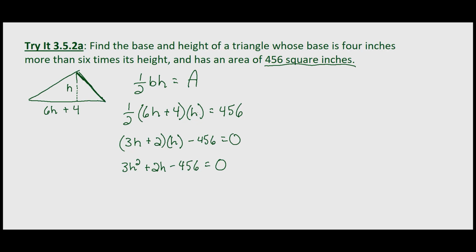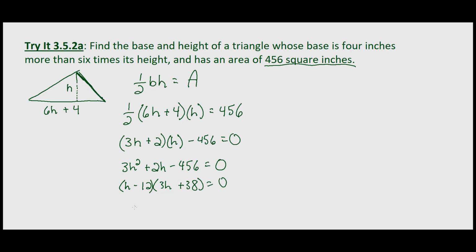If you do recognize that it will factor, though, that makes it a lot simpler. And in this case, it will factor. By trial and error, I determined that this will factor to h minus 12 times 3h plus 38. To verify that, 3h times h is 3h squared, plus 38 minus 36 is plus 2h, and then negative 12 times 38 is 456.